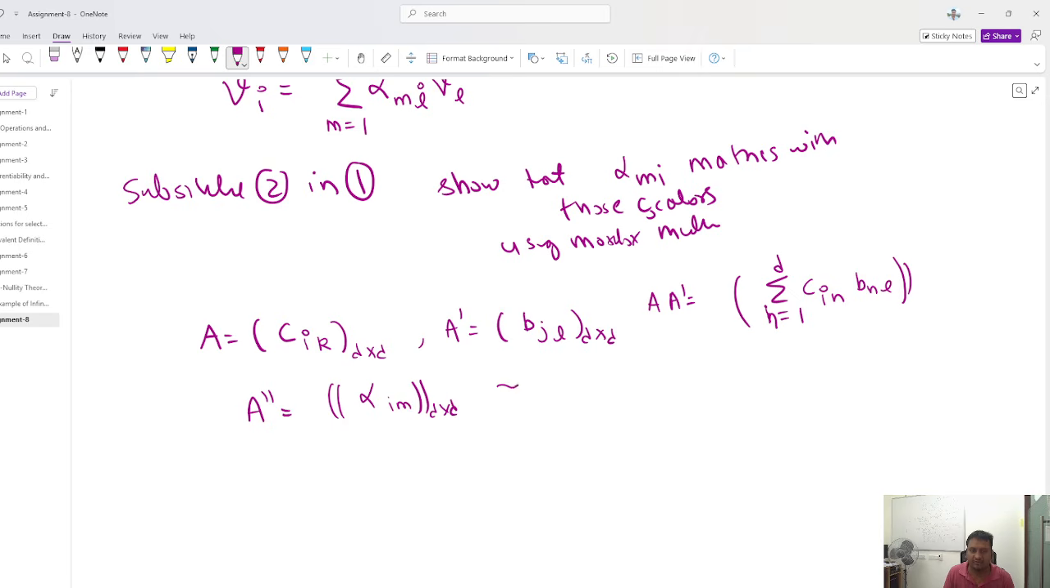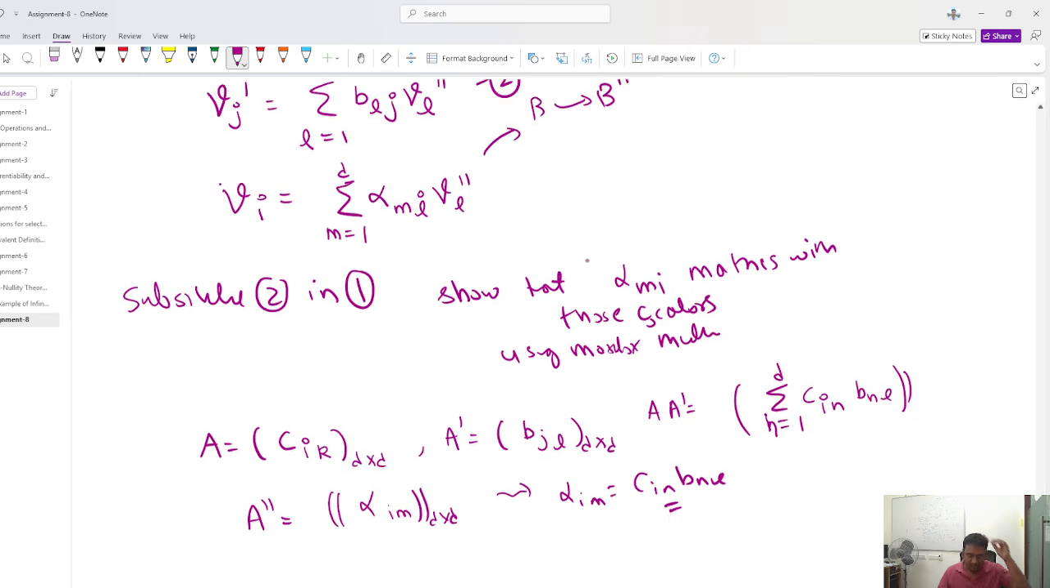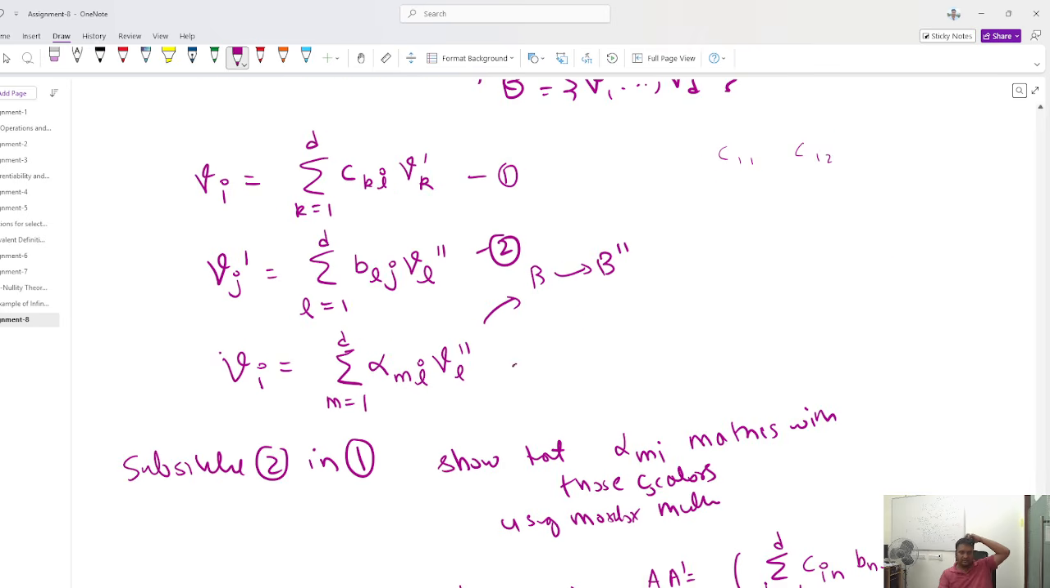Now, you just have to show that this alpha in is the same as Cin. So what will you do? You will use all these three equations and write everything in terms of anything you want. Maybe the better would be VIs, or better would be VI primes. Everything you will express in either VI primes, VI double primes, or VIs.